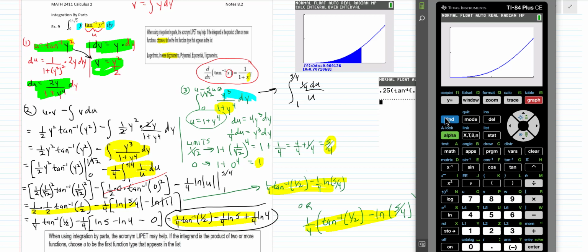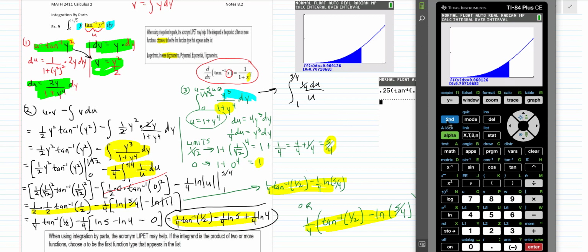All right, so now we just trace it out. So you go option 7. Lower limit is 0. Upper limit is 1 divided by square root of 2. And it should give that area. Okay, so that's what I've got here.